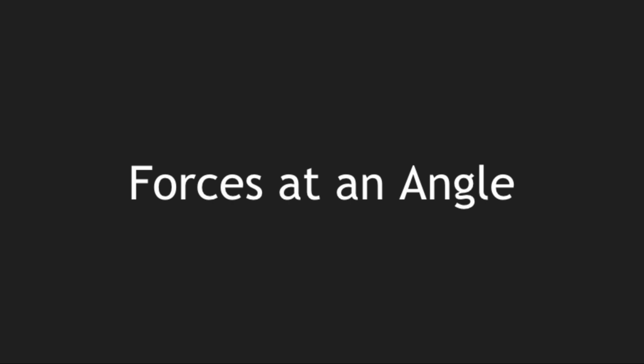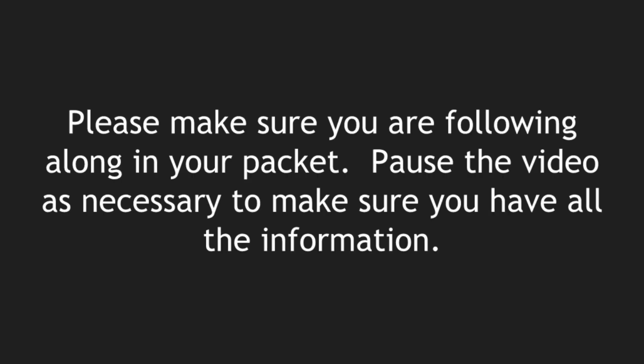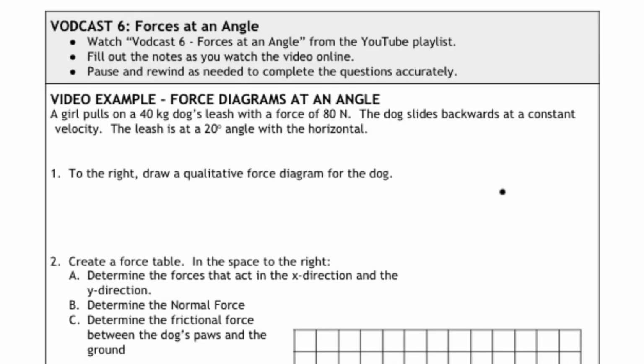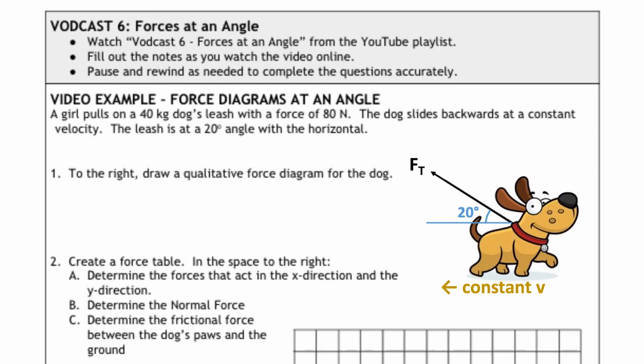Forces at an angle. A girl pulls on a 40-kilogram dog's leash with a force of 80 newtons. The dog slides backwards at a constant velocity. The leash is at a 20-degree angle with the horizontal.